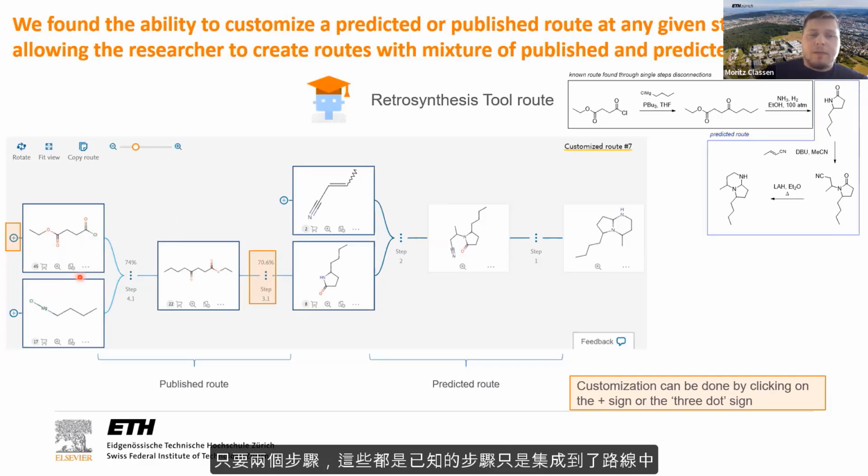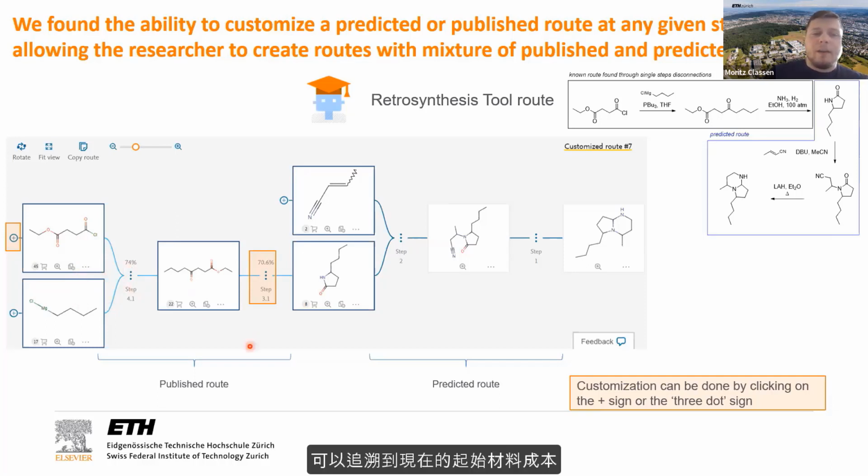These are known steps. They're just nicely integrated into the route. We trace it back to starting materials that cost, I think, less than $1 per gram. So very, very inexpensive starting materials. And again, it just showcases that we have here a multitude of different reaction conditions. We can pick from all of the published reactions available to us here.